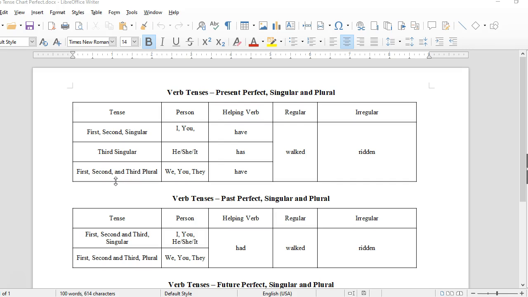The other condition is an action that happened at an unknown or unspecific time in the past. So this is a past that happened before the present.